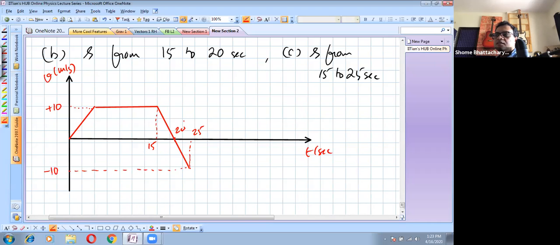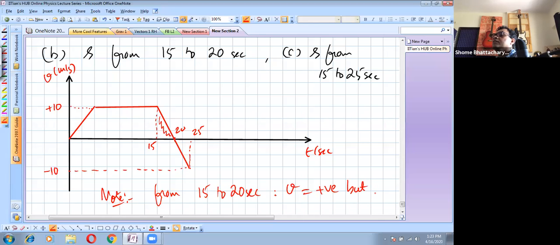So what we have to understand is that during this part of the journey, from 15 to 20 seconds, what is happening? The velocity is positive. It is just decreasing in magnitude. So this part of the journey, the area will be positive. Okay, so from 15 to 20 seconds, what about the velocity? It is positive, but decreasing in magnitude.